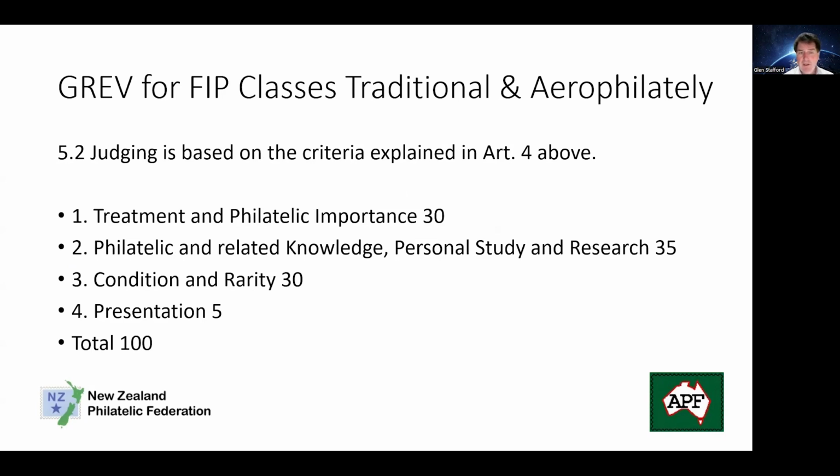Okay, judging is based on criteria in Article 4. Treatment and philatelic importance is 30 marks. Philatelic and related knowledge, personal studies and research, 35 marks. Condition and rarity, 30 marks. Presentation, 5 marks, which is a total of 100. So for traditional and aerophilately, these will be the breakdowns when we're judging.